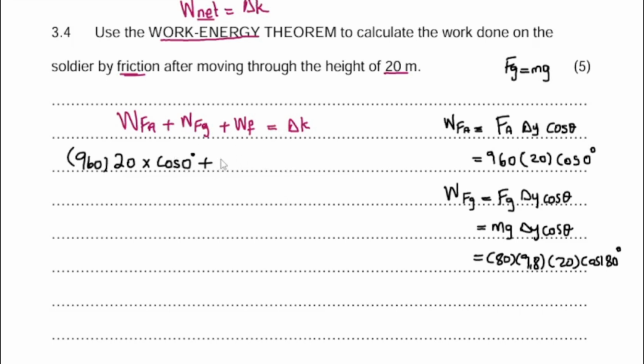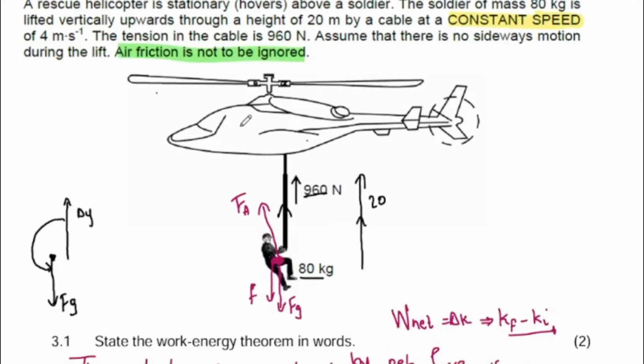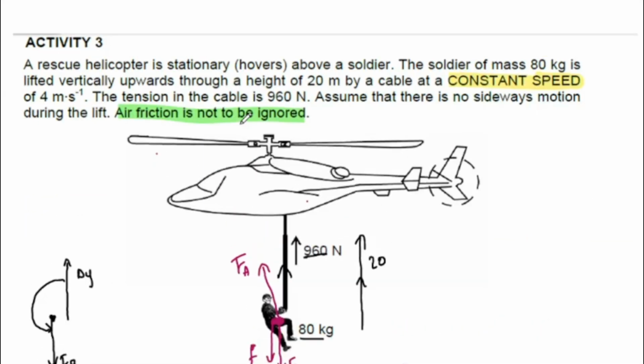Let's see. This will be 80 multiplied by 9.8, then 20, the cos of 180 degrees. So we're going to add this with the work done by the frictional force and equate this to the change in kinetic energy. Now, to make this simple, remember we just highlighted that this moves at a constant speed of 4 meters per second, the constant speed.